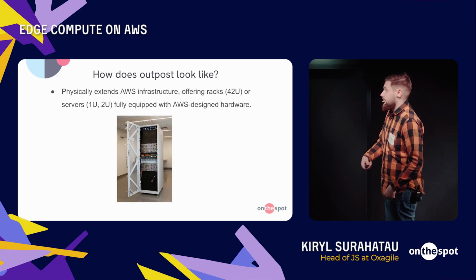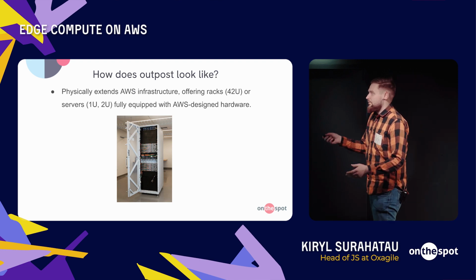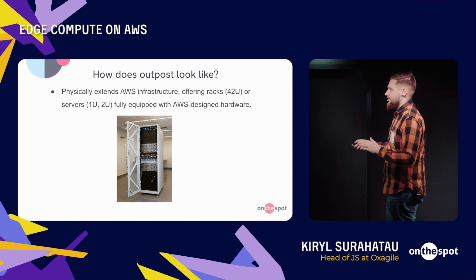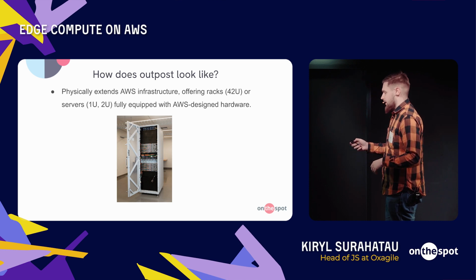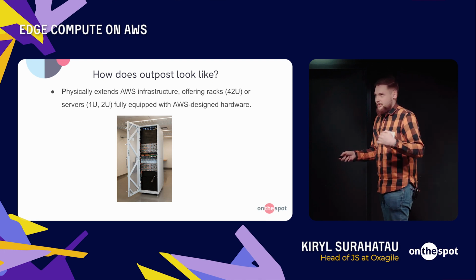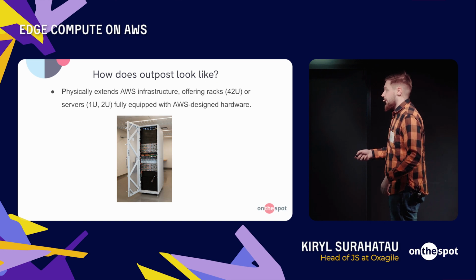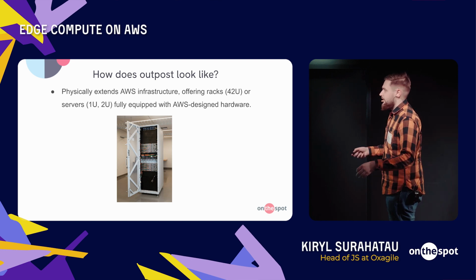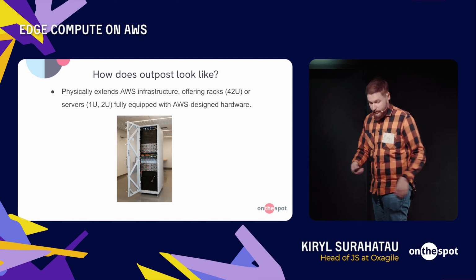Let's try to have a look at the Outpost itself. So Outposts are looking like this. This is actually a 42 units rack that looks like this. It's around 2 meters tall, slightly higher than me. Or you can just order one piece of this rack called a server, size of 1U or 2U. So this is 2U and this is 1U, and this is how it looks like.